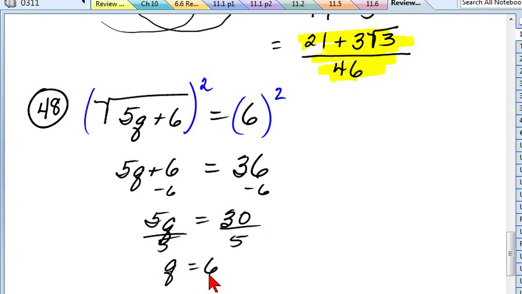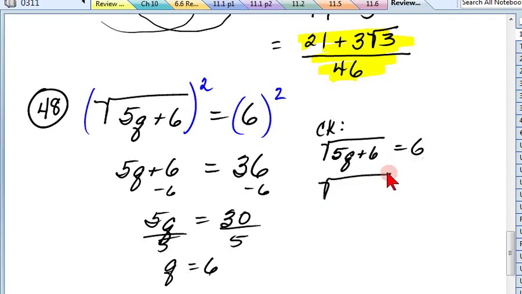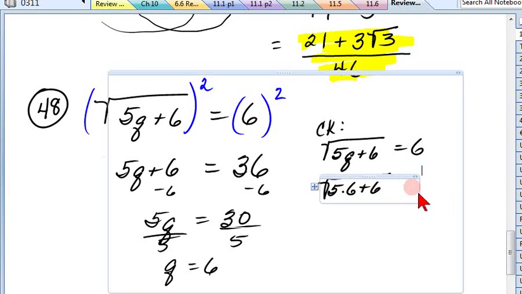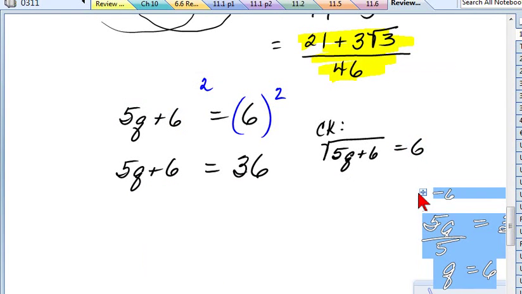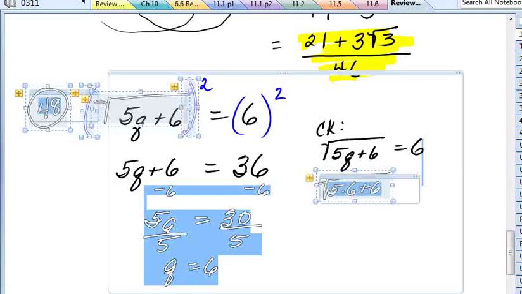Do you remember that you have to check these? You have to check the rational equations and you need to check the radical equations. So I have the square root of 5q plus 6 is equal to 6. That's the square root of 5 times 6 plus 6 has to equal, whoops, sorry, went crazy on me.